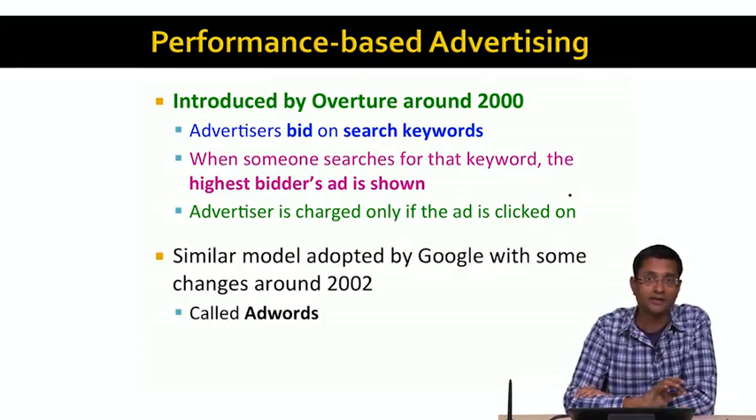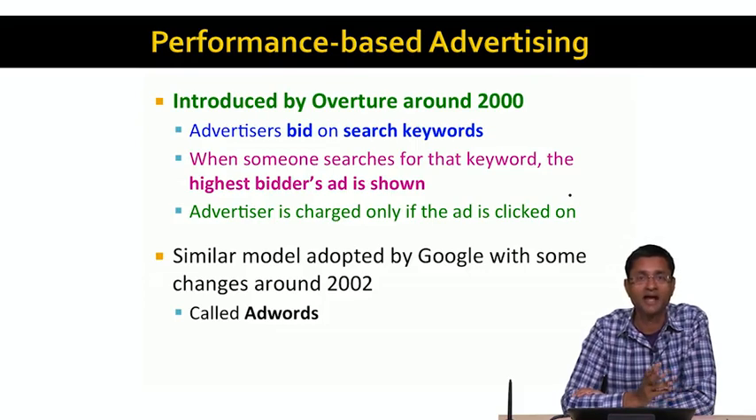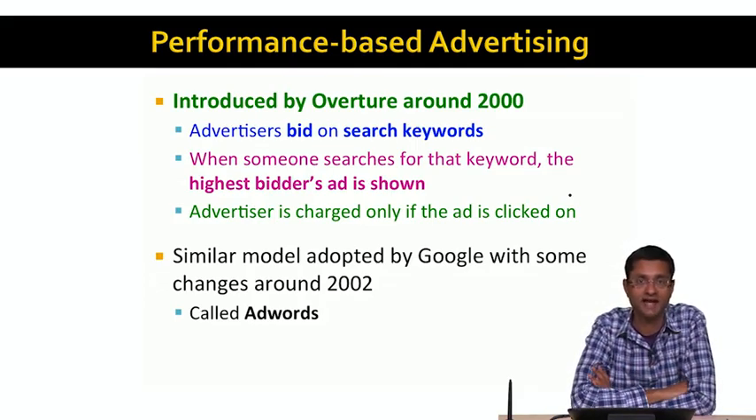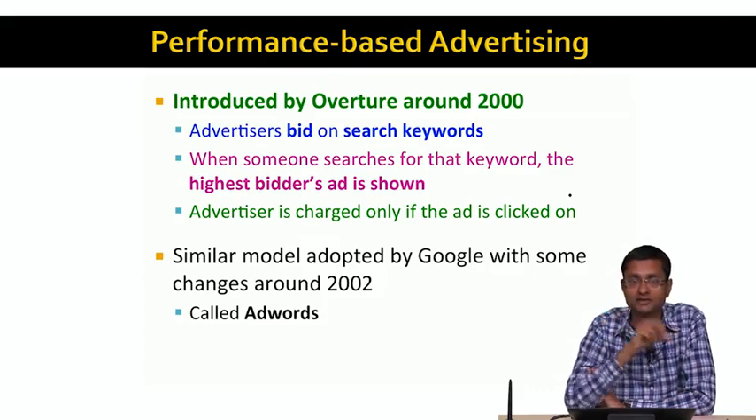However, Google, which was another search engine getting started at roughly the same time, adopted a very similar model to Overture's around 2002, and they call it AdWords. Now, we're all familiar with AdWords when we search on Google today, when we see these ads on Google, which are ads that are targeted to the searches that we do.